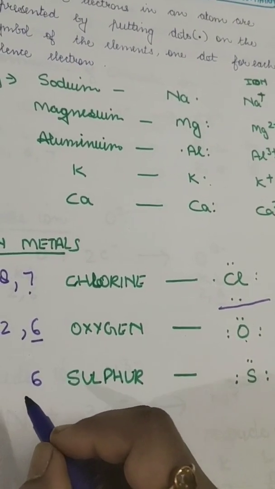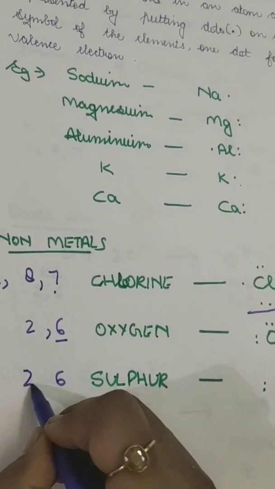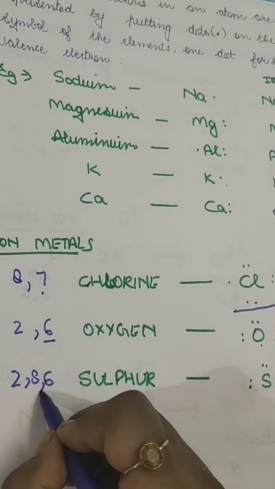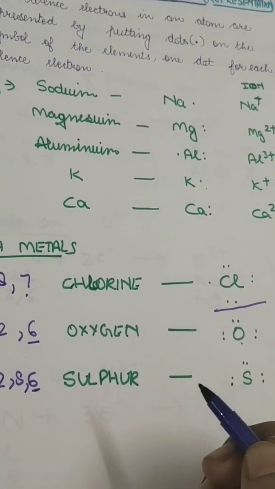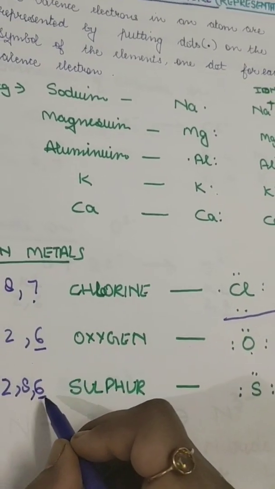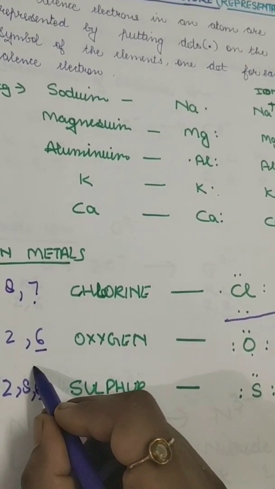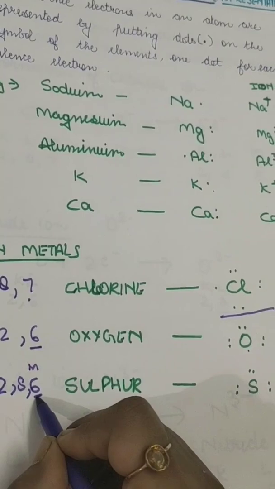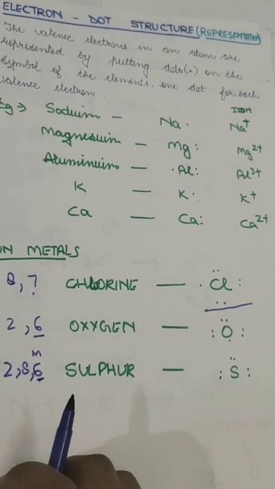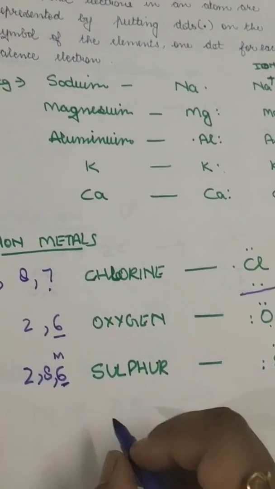Now sulfur's electronic configuration is 2, 8 and 6. So 6 is the outermost shell. No, this 6 is not the outermost shell. M is the outermost shell, so it has 6 valence electrons. So here 6 dots. Again, there are a few more, like nitrogen.